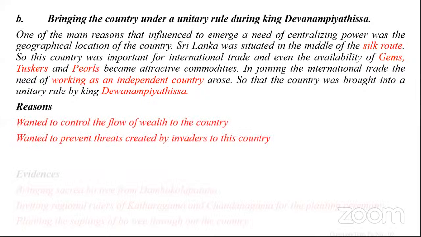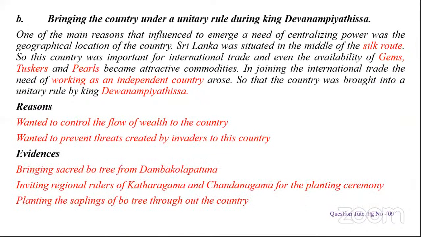Now see the reasons. They wanted to control the flow of wealth to the country, and wanted to prevent threats created by invaders to this country. So evidences, three evidences you must write here: bringing the sacred pottery from Dhammakula Patuna, inviting regional rulers of Khataragam and Chandaragam for the planting ceremony, and planting the saplings of pottery throughout the country. Now this is what you can write about King Devanapati in the development of kingship.